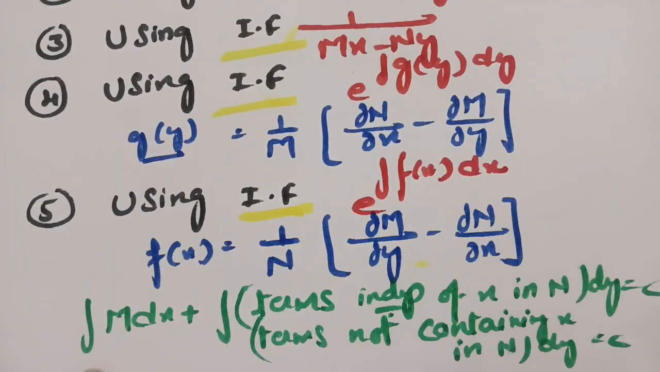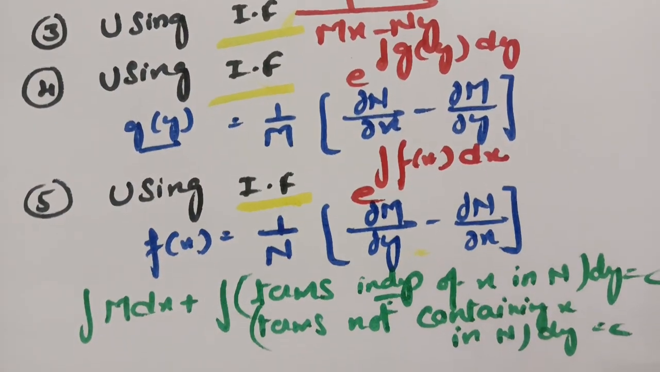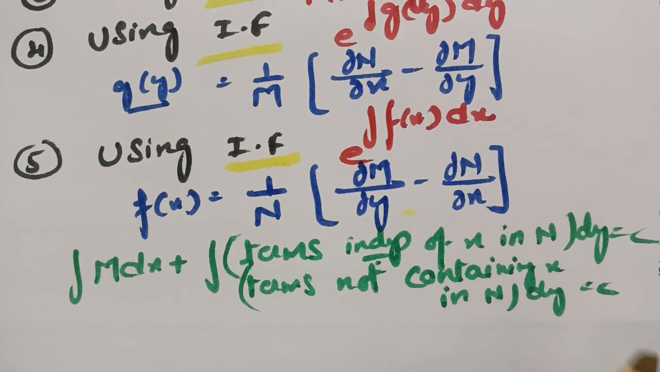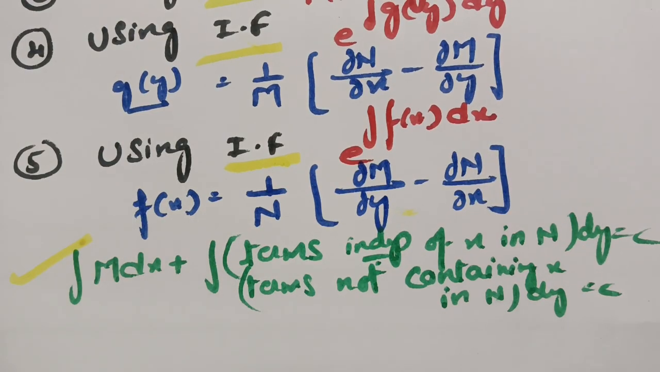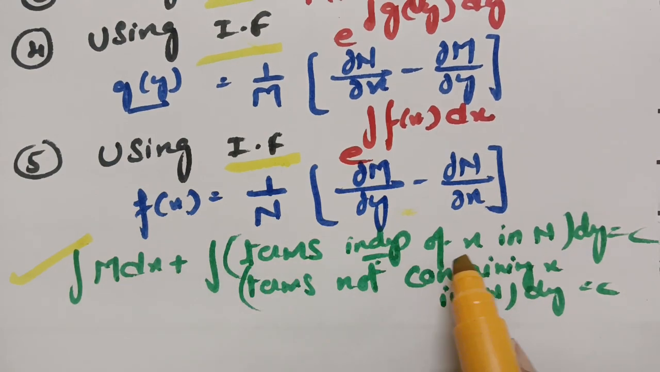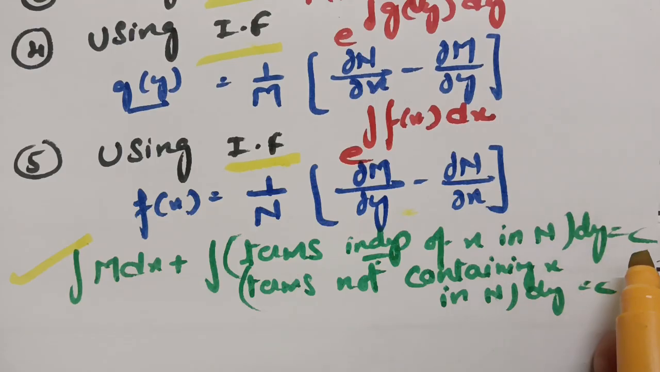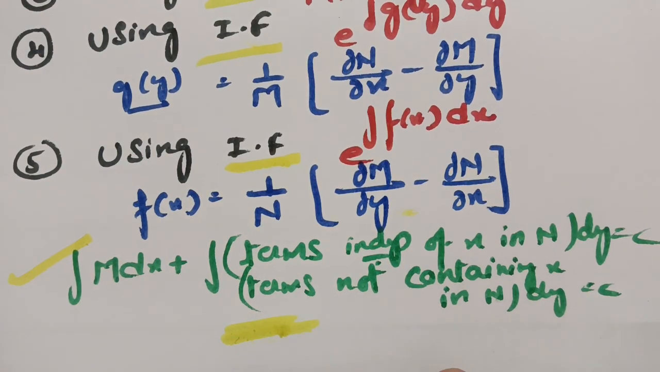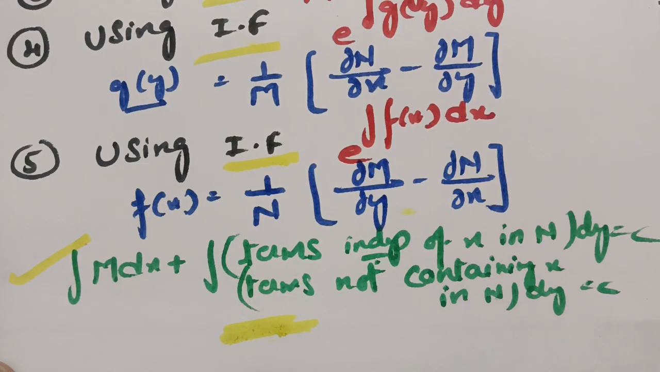After using these integrating factors, the non-exact differential equation is transformed into exact differential equation, and this is the formula for solving an exact differential equation, that is integral m dx plus the terms independent of x in n dy is equal to c, or else the terms not containing x in n dy is equal to c. So this is the solution, and this is how I am going to solve. In my next video, I am going to start the inspection method.